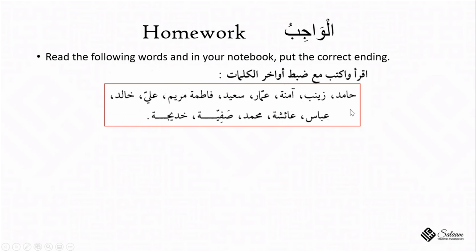The other part of the homework is just about the names. So we have names here, masculine and feminine. Just put dhamma or tanween dhamma at the end, based on the masculine and feminine name, like Fatima, Maryam, Aisha. They are all feminine. Muhammad and Ammar and Ali. They are all masculine.